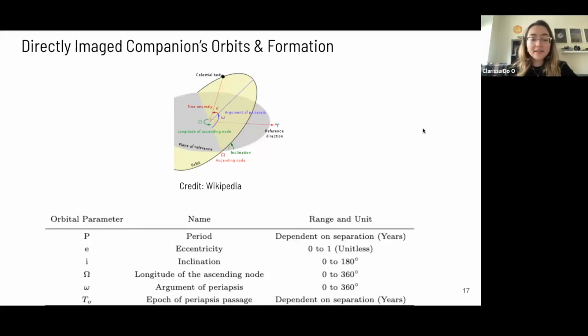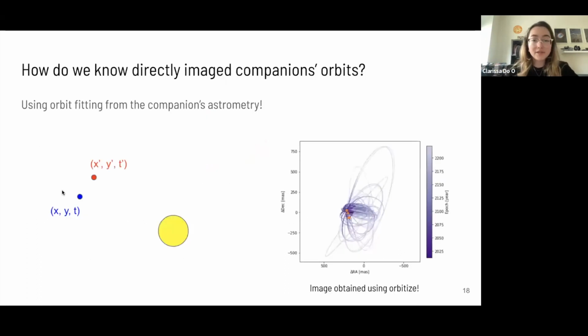And finally, we have the epoch of periapsis passage. So that is when the planet will be passing closest to the star. And with these 6 orbital parameters, we can essentially find out what the orbit of the planet is. And that helps us constrain a little bit more about how they formed and about their dynamics.